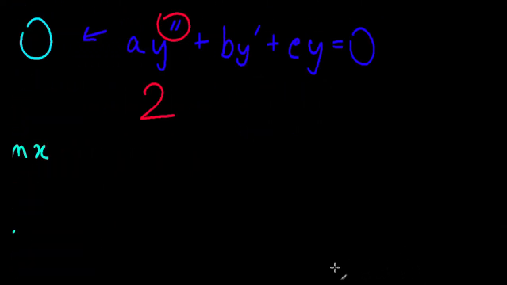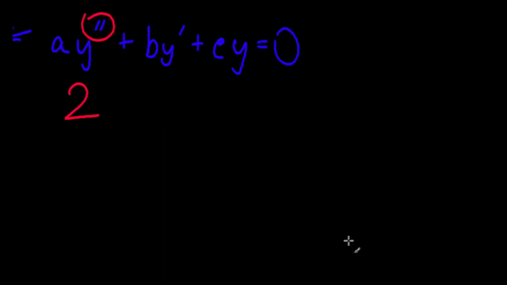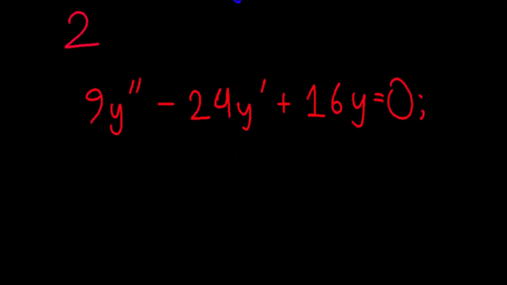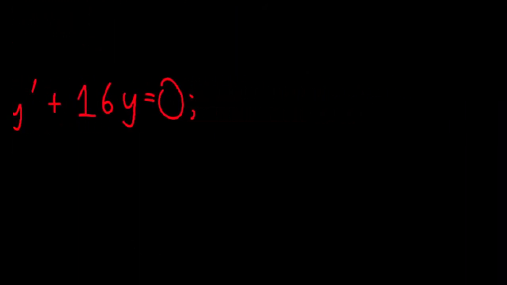So let's actually try our hands at some problems. The first one I have here is 9y double prime minus 24y prime plus 16y equals 0. And I also have some initial conditions. When x equals 0, y is equal to 5, and y prime is equal to 7.